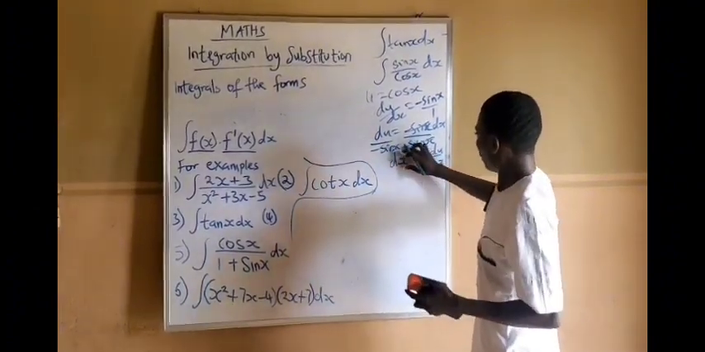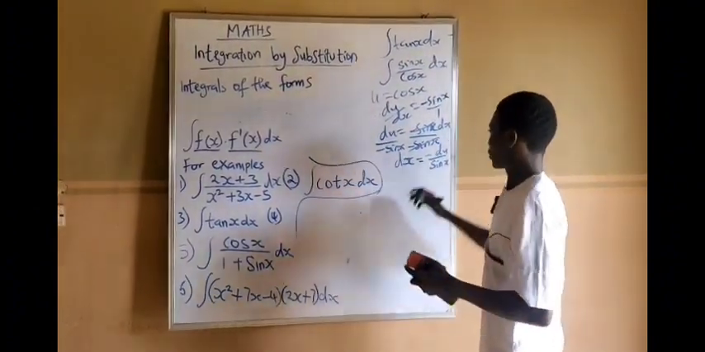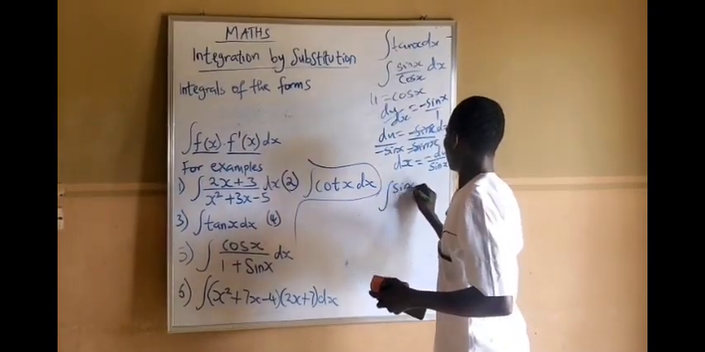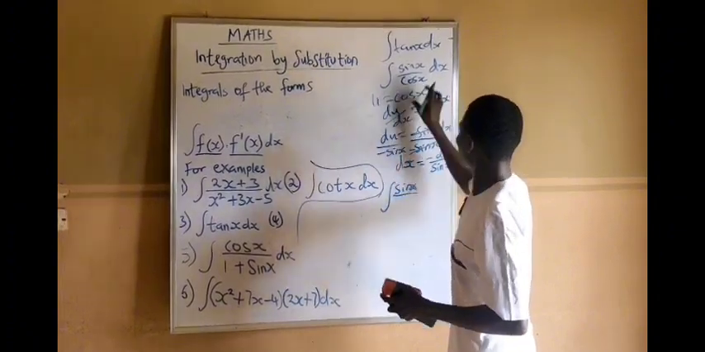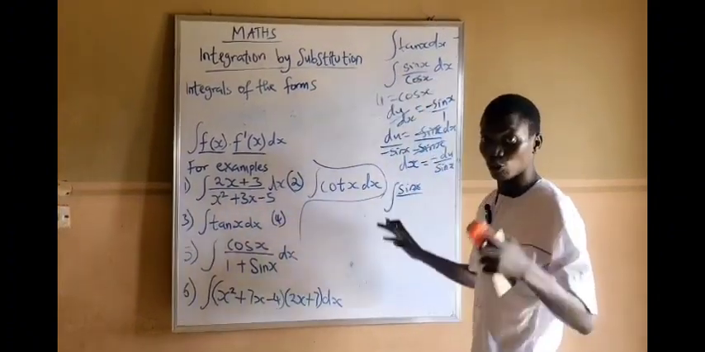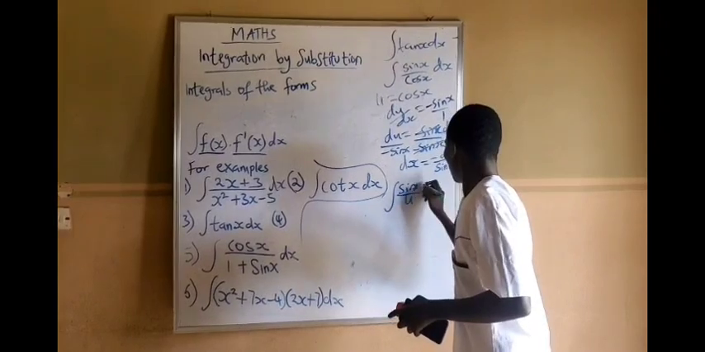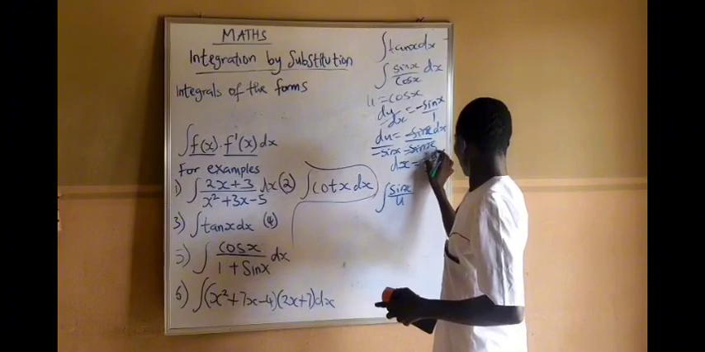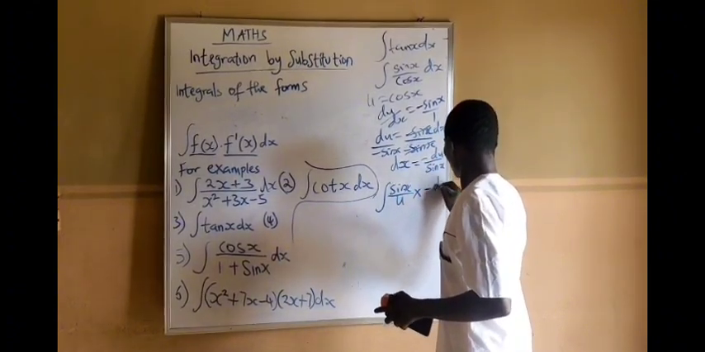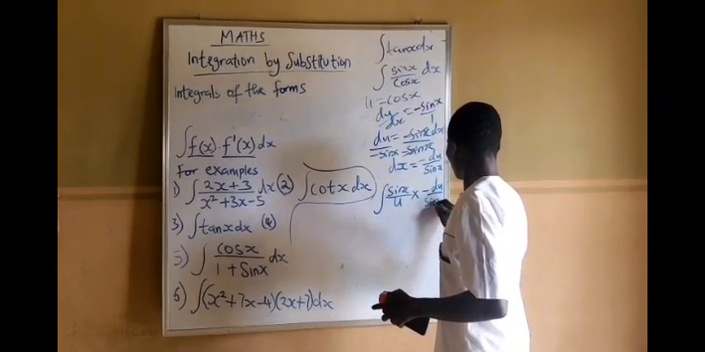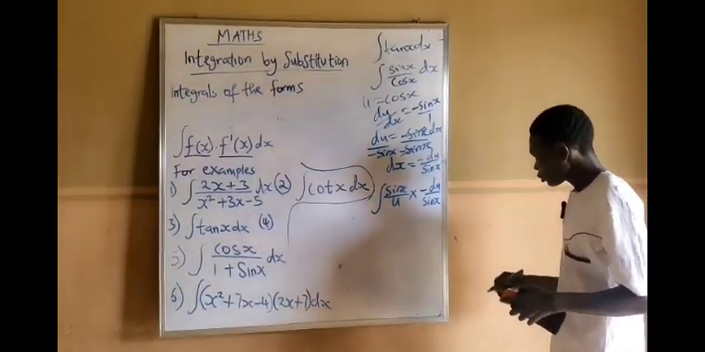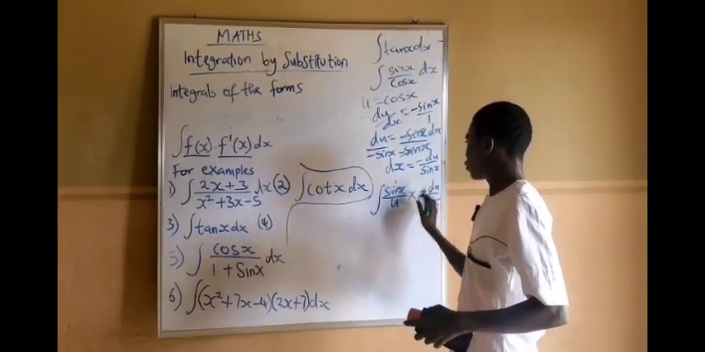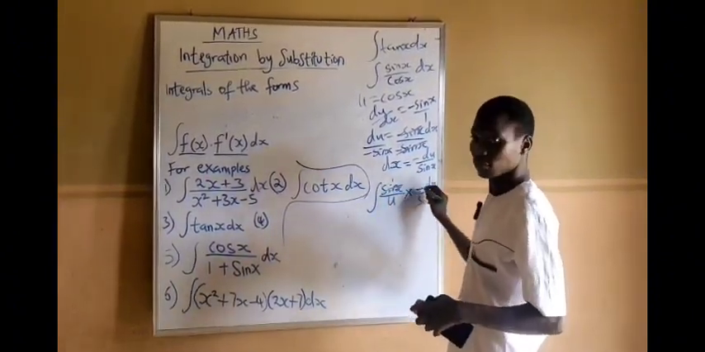Now, if you substitute the dx back into this equation, we have the integral of sine x all over... mind you, you have represented cos x to be u. So put u. The dx is minus du over sine x. So you will see that this cancels this. We are left with 1 times minus du.